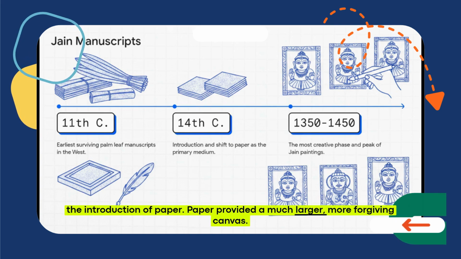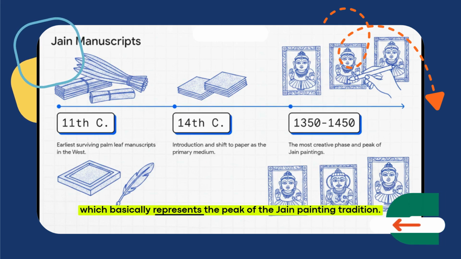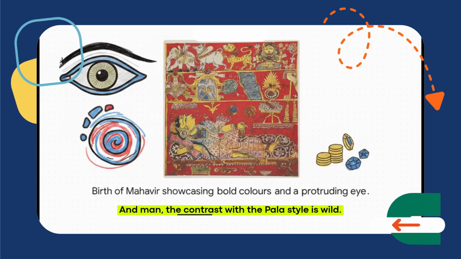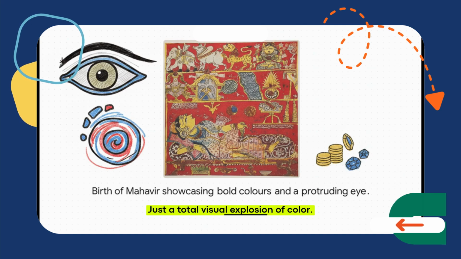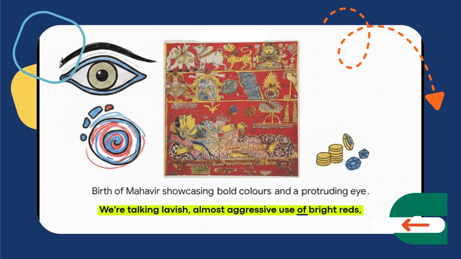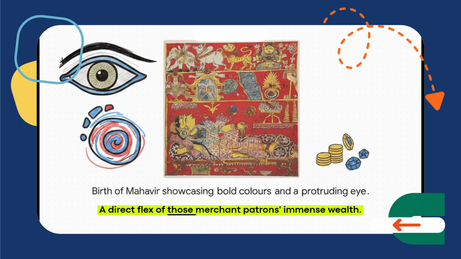Paper provided a much larger, more forgiving canvas. This sparked an absolute explosion of creativity between 1350 and 1450, which basically represents the peak of the Jain painting tradition. And man, the contrast with the Pala style is wild. Just a total visual explosion of color. We're talking lavish, almost aggressive use of bright reds, deep blues from lapis lazuli, and pure gold. A direct flex of those merchant patrons' immense wealth.